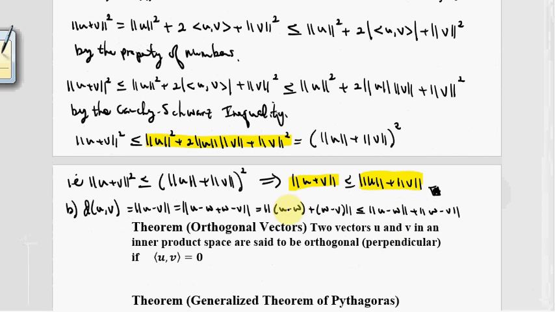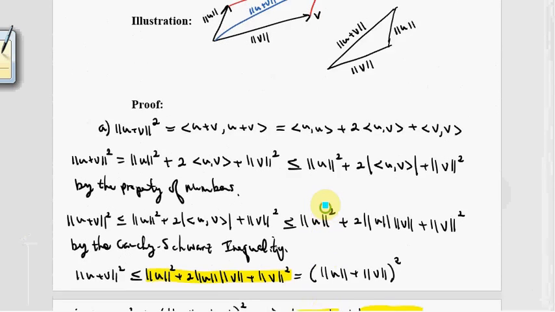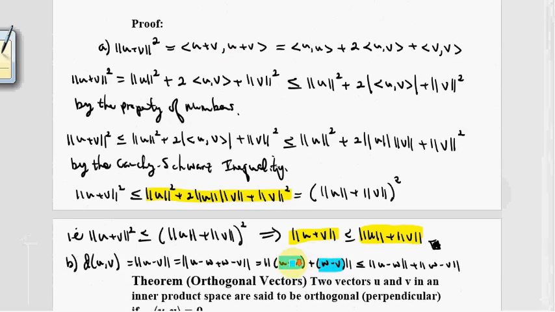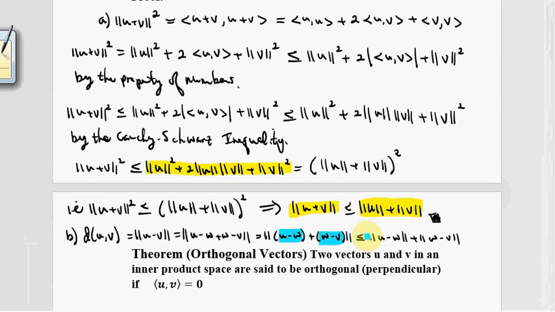Think about this statement here. Think about that as just being u. Think about that as just being v. And so you end up with part A all over again. So that norm is less than or equal to the norm of the first part plus the norm of the second part. That's the triangle inequality for norms.